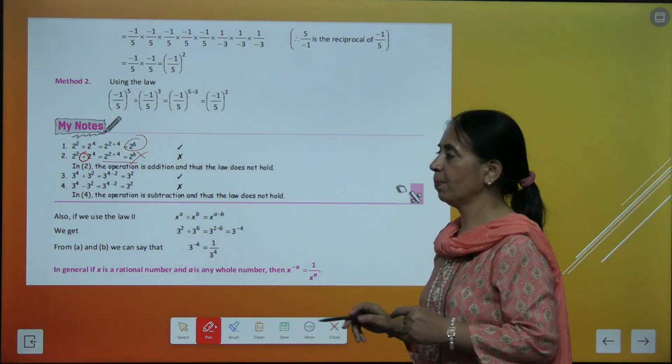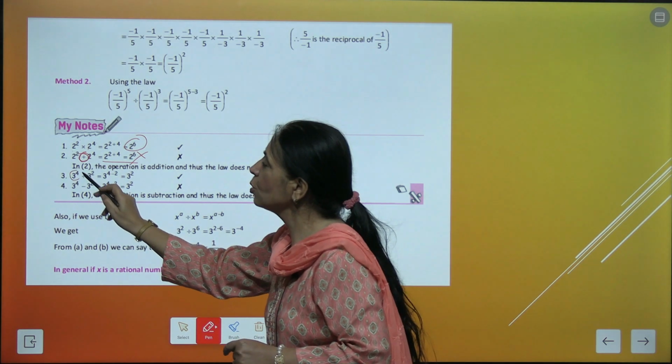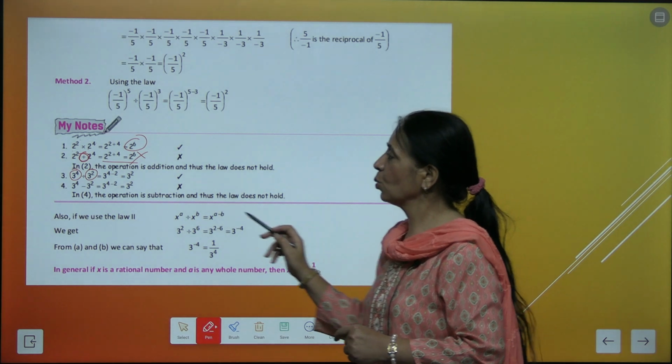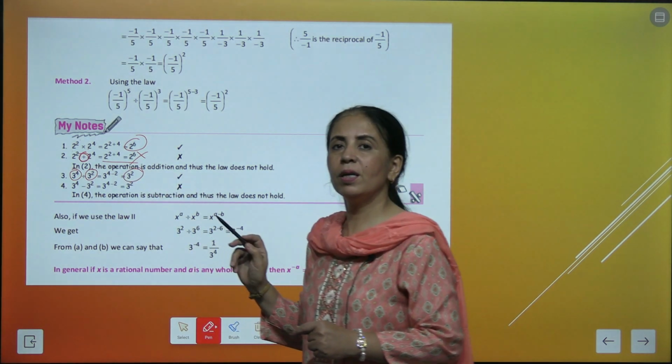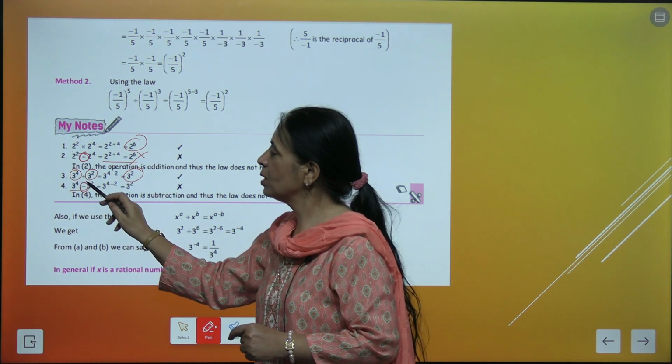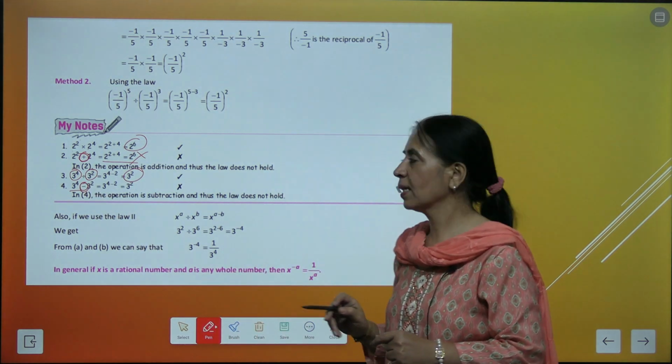अब आते हैं डिवीजन पर. तो यहाँ पर 3 raised to the power 4 divided by 3 raised to the power 2, 4 minus 2 is 2, हमारा रिजल्ट आ गया 3 square. And then we cannot use this rule जब बीच में डिवाइड की जगह माइनस का साइन होता है.